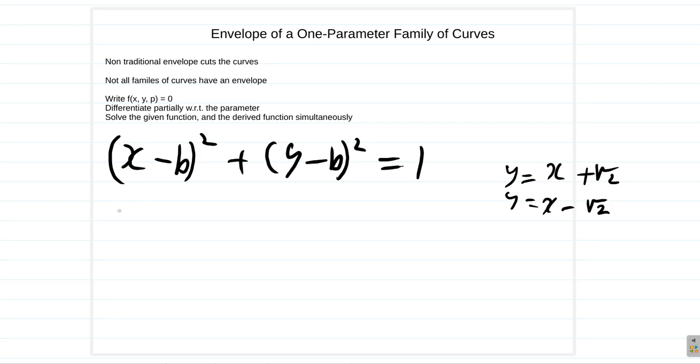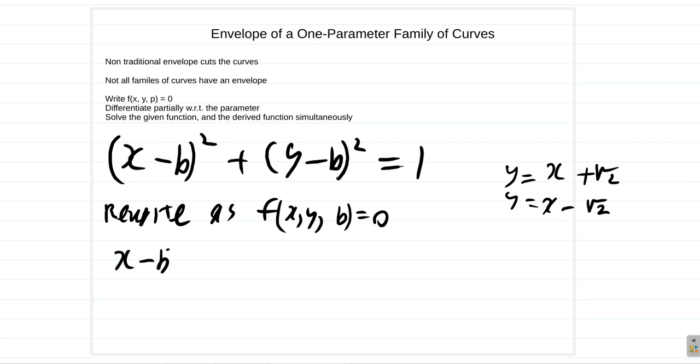Step 1. We're going to rewrite as f of x and y and the parameter b equals 0. It's up to 1 parameter. You could probably have 2 parameters since it's a circle, but it's 1 parameter, it's just b. Alright? So you have x minus b squared plus y minus b squared minus 1 equals 0.